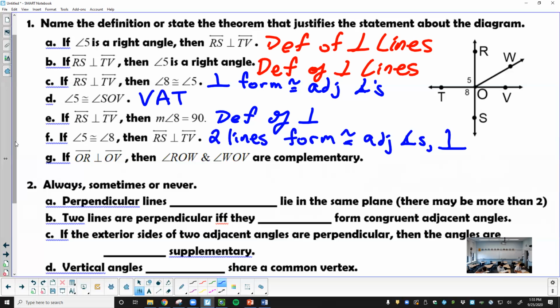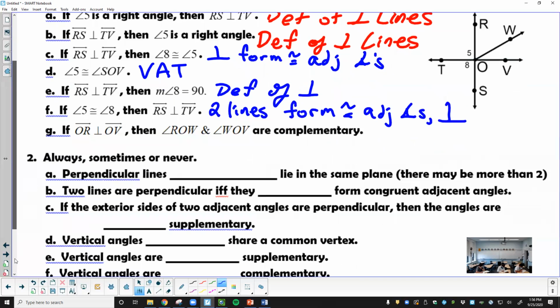Okay. Last one, OR is perpendicular to OV, then ROW and WOV are complementary. That's our last theorem, right? If the exterior sides of 2 adjacent acute angles are perpendicular, then they must be complementary, okay? I'm not going to write that one out. You guys can do that on your own. Let's go to the sometimes, always, never.